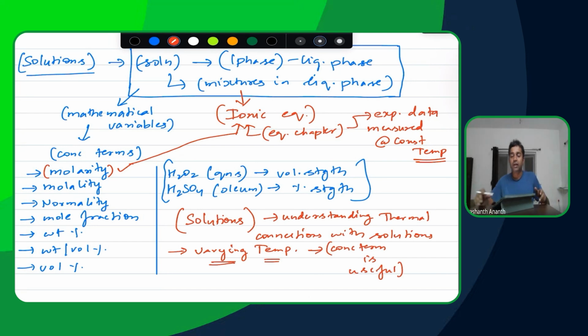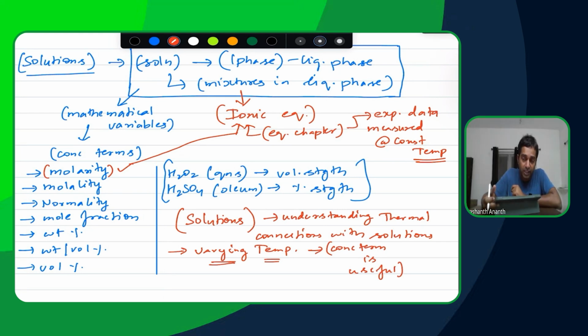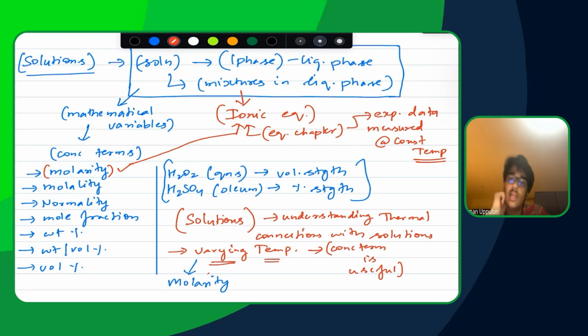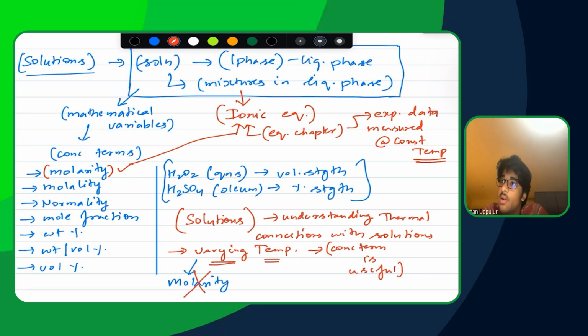What does that basically tell you? It means molarity changes with change in temperature. That means molarity is useless. So molarity is not that useful here. Molarity becomes useless. So which one is going to be useful now? Molality. Not volume dependent.